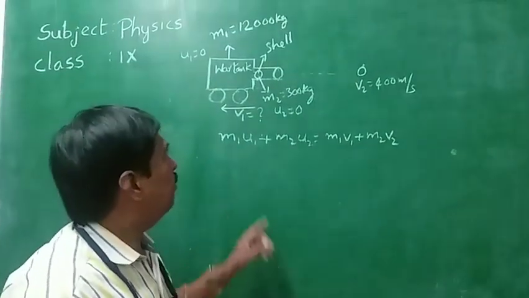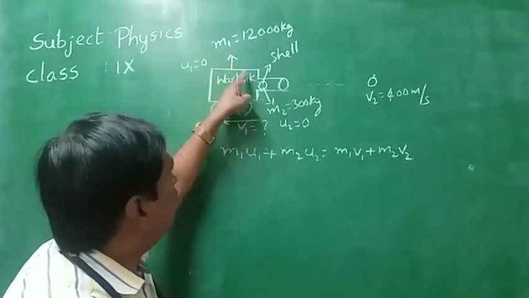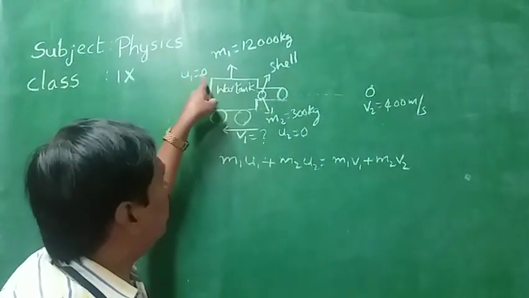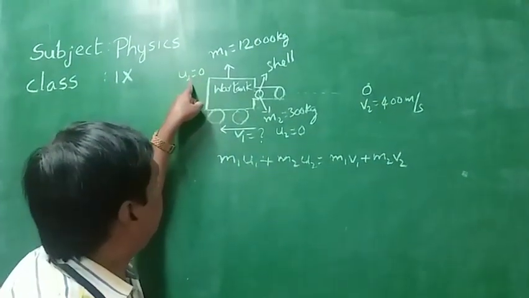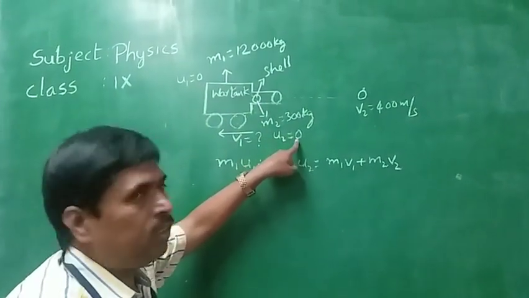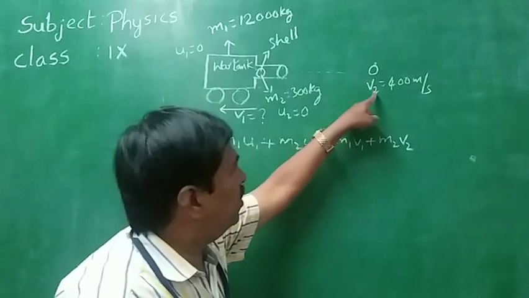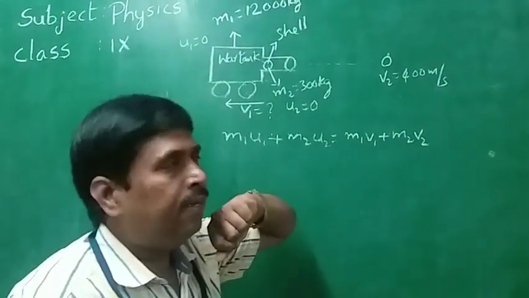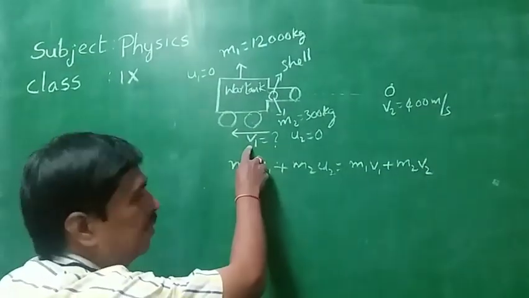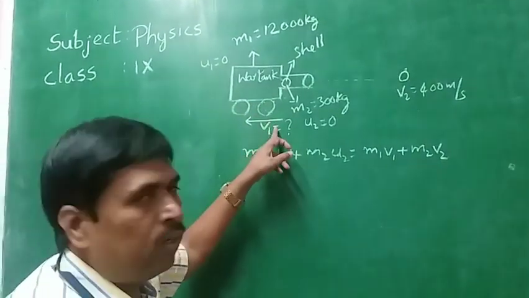Children, here we have an example problem. A water tank having a mass of 12,000 kg has inside it a shell. The shell mass is 300 kg. Initially, these two are at rest, so the initial velocity of the water tank, u1, is 0, and the initial velocity of the shell, u2, is 0 here. Whenever the tank fires the shell, the shell moves with a velocity v2 of 400 meters per second. Whenever it fires the shell, the water tank moves backwards with a certain velocity v1. That is called recoil. After the shot, you have to find the velocity of the water tank.